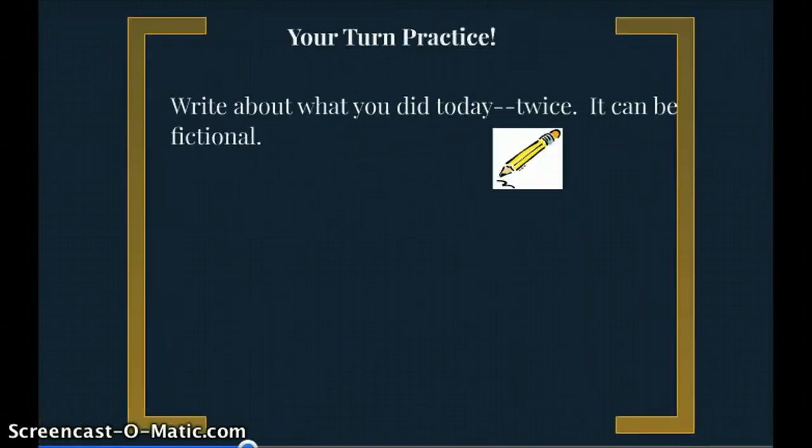All right, let's do one final practice. You're going to write about what you did today twice. And you can make it up. It's okay to be fictional for this. Might make it more interesting. So you're going to write it first in past tense. Tell something that happened, very short, in past tense.